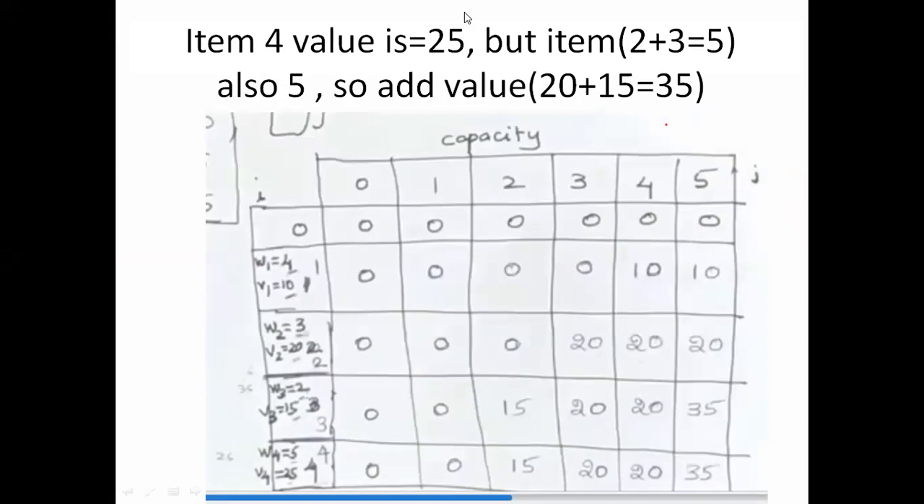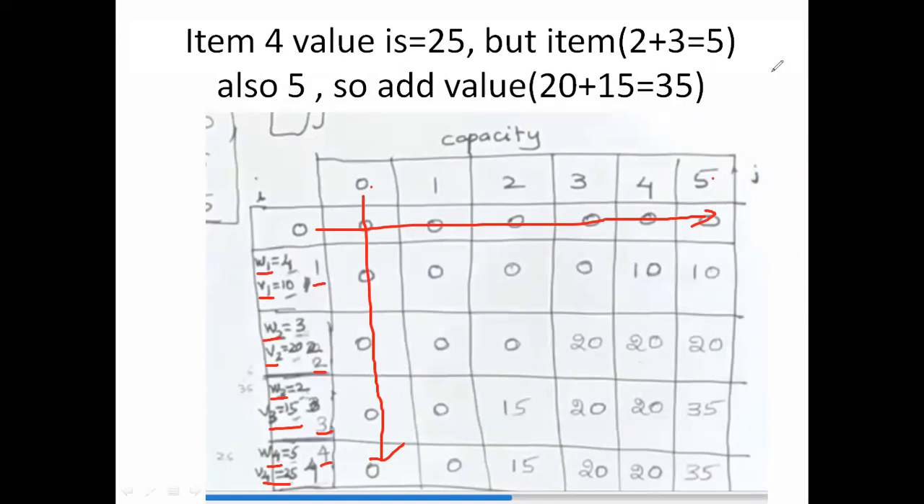So how to fill this one? Listen carefully. Here we write the weights: item 1, item 2, item 3, item 4, weight values from the table. The total capacity is 5, so 0 to 5. And the first row is 0 for all, and the first column also 0. The rest of the table we have to complete.